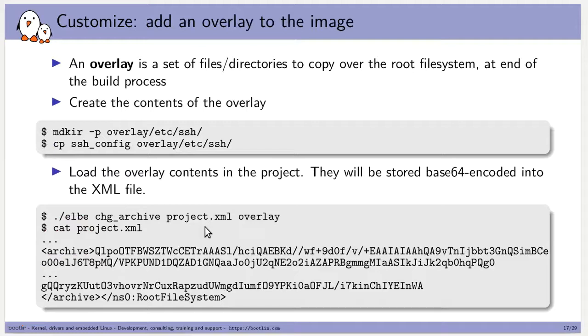Now I will present how to add an overlay to the image. An overlay is the content of a directory that will be copied over the root file system, of course at the end of the build process. So for example, if you want to have an SSH config and you want to copy it in your image, just create the overlay directory with the location of the SSH config. Of course, copy it and then load the overlay directory in the XML file.